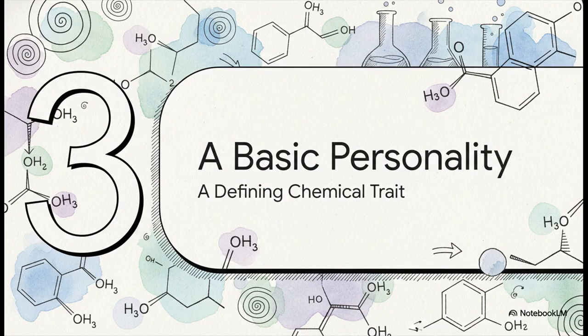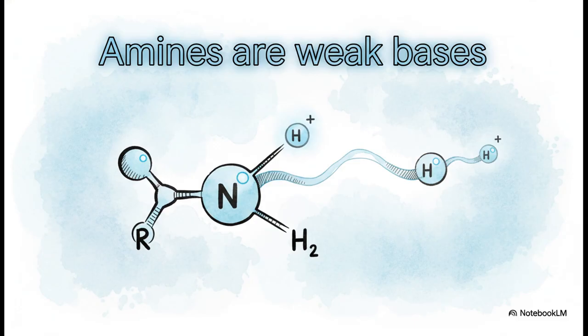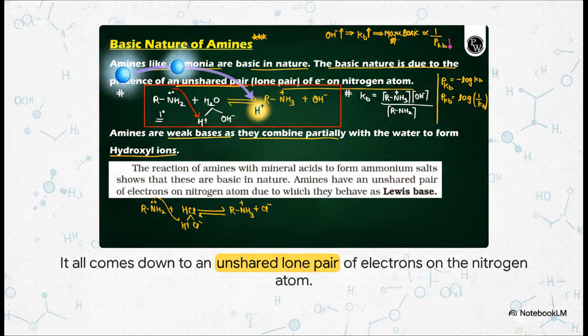All right, so we know what they look like, but what about their personality? You know, what do they actually do in a chemical reaction? So let's just boil it down to one question. What is the one single chemical property that pretty much defines everything an amine does? And the answer is they're basic. More specifically, they're weak bases. That just means they really like to accept protons, but they don't hold on to them with an iron grip or anything. So the big question is why?